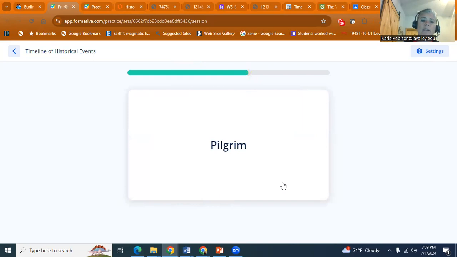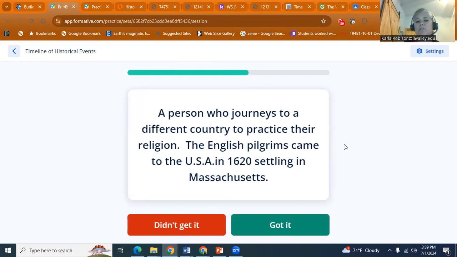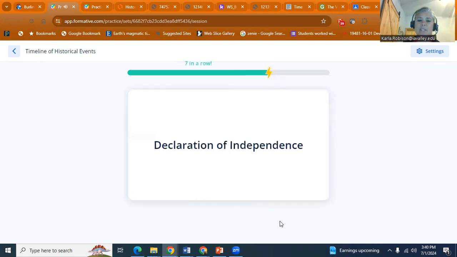A pilgrim. A pilgrim is a person who journeys from a different country to practice their religion. The English pilgrims came to the United States in 1620 and they settled in Plymouth, Massachusetts. And that is why we have Thanksgiving, because the Native Americans helped the first pilgrims survive the winter and showed them how to harvest crops and survive in the wilderness of the United States.